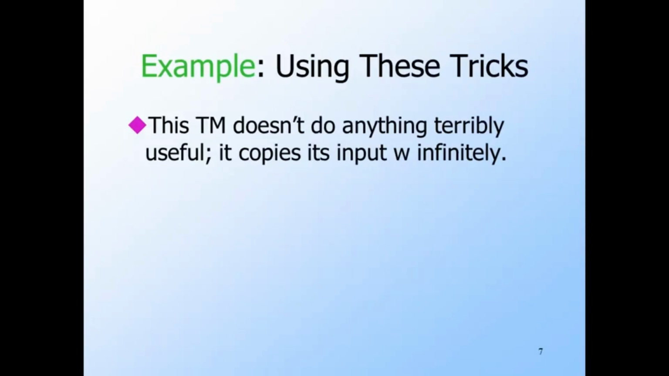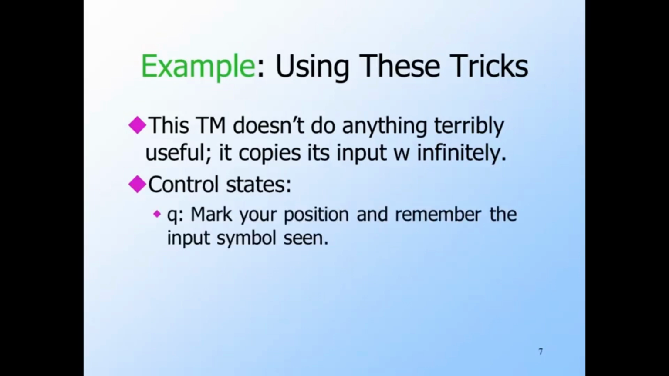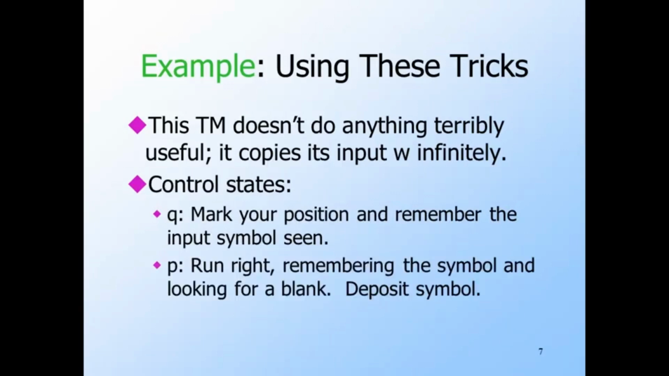The Turing machine is not really useful. All it does is copy its input over and over again, moving right on the tape. Here are the values that will appear in the control component of the state, along with the intuition about what they're supposed to be doing. In control state Q, we mark the current position, store the current input symbol in the cache component of the state, and move right. From Q, we also enter the control state P.